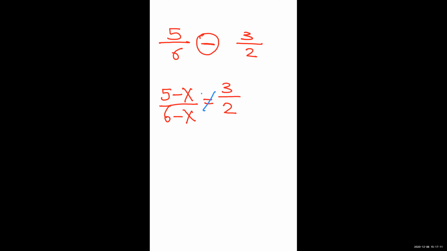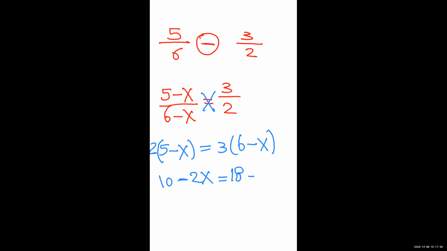Then cross multiplication: the product of means equals the product of extremes. So 5 minus x times 2 equals 3 times 6 minus x. So 2 times 5 means 10 minus 2 times x, 2x. It will equal 3 times 6, 18, minus 3x. Okay, now get x on one side and the number on the different side.